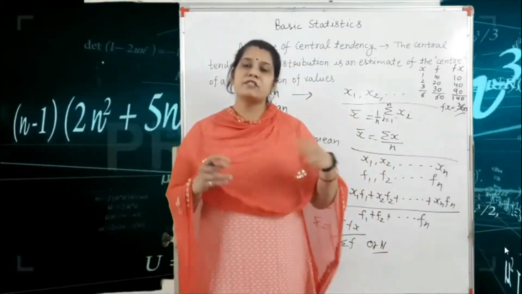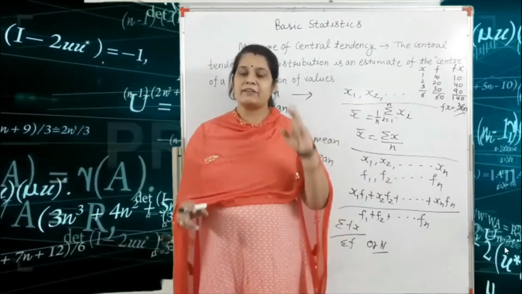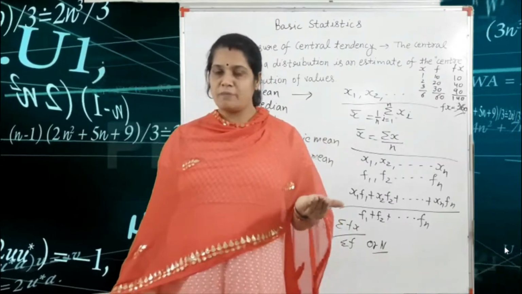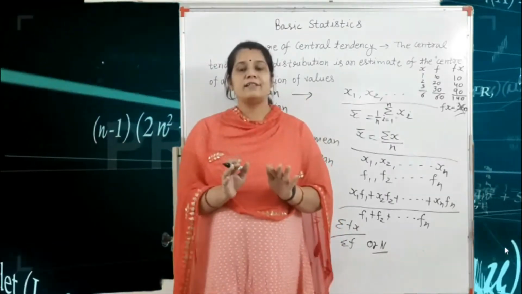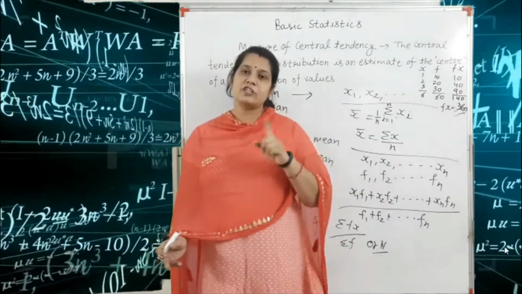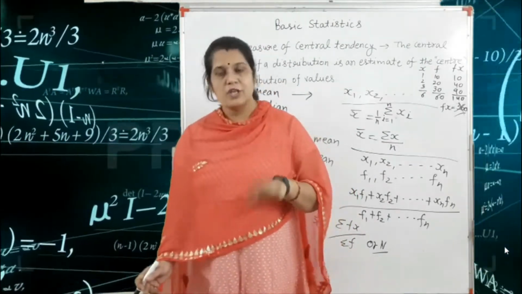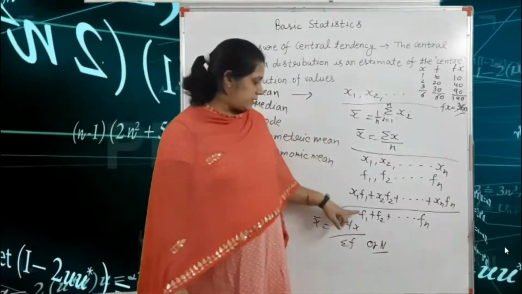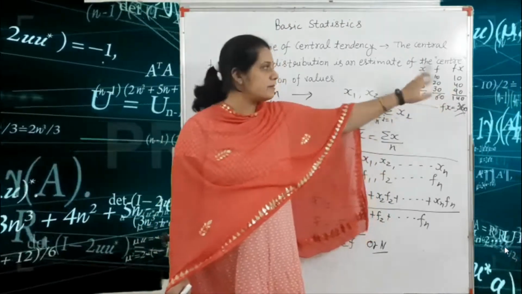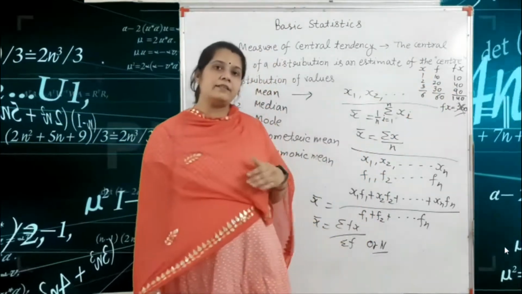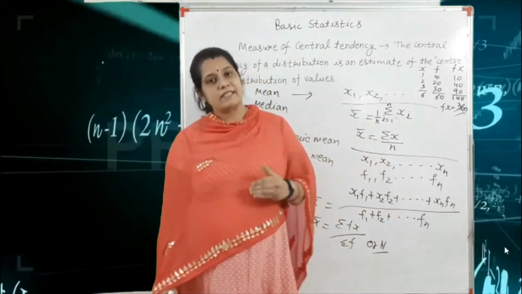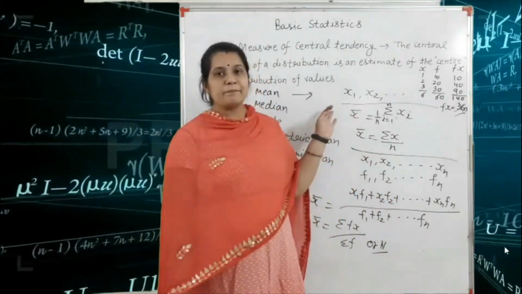So don't be confused, ungrouped and grouped data. You have two types of questions. If your question is given in the x form, always sum all these values and divide it by the number of terms. And if your question is given in x and f both, first in the numerator you write the summation fx, and after that divide by the summation f, that means the sum of the frequency. So this is the example of the mean.